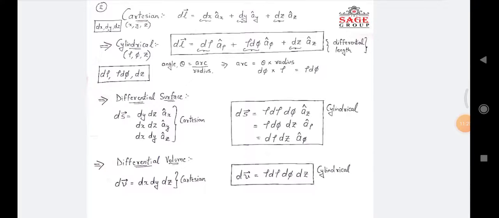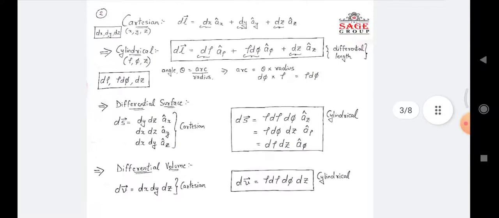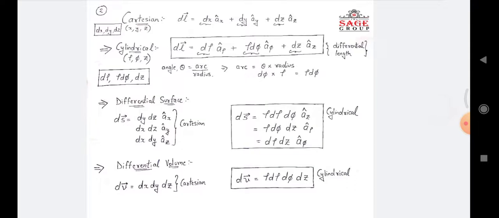So students, today we have learned the three basic parameters: differential length, differential surface and differential volume. In the next session we will learn about the transformation from cylindrical to Cartesian or Cartesian to cylindrical coordinate system, and in the session after that we will see the numericals based on these topics.